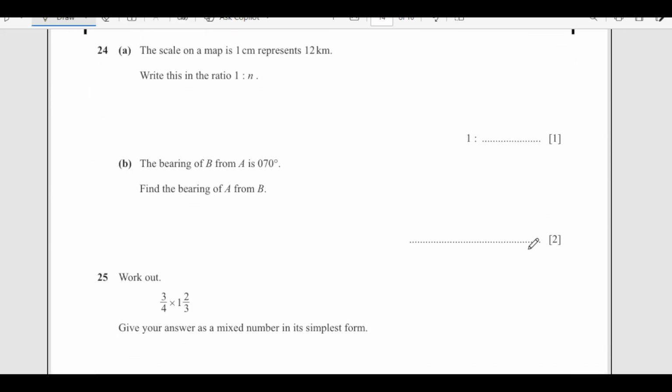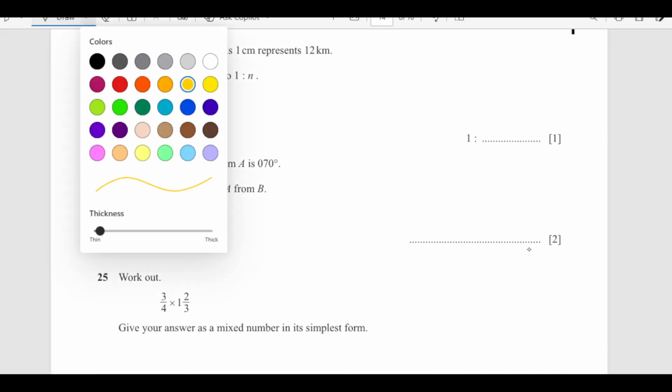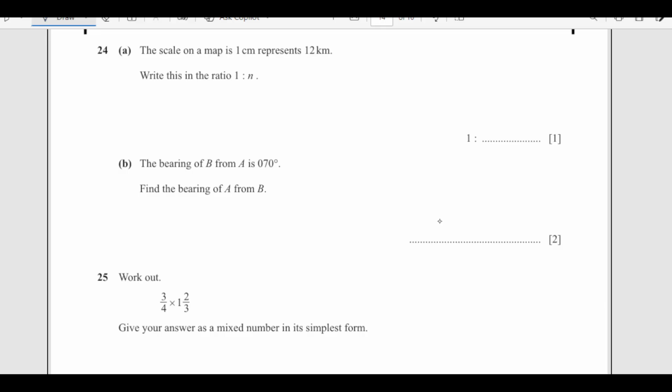Now number 24, the scale on a map is 1 centimeter represents 12 kilometers. Write this in the ratio 1 to n. So basically this is 1 ratio, we have 12 kilometers. So the scale usually we write in centimeters.